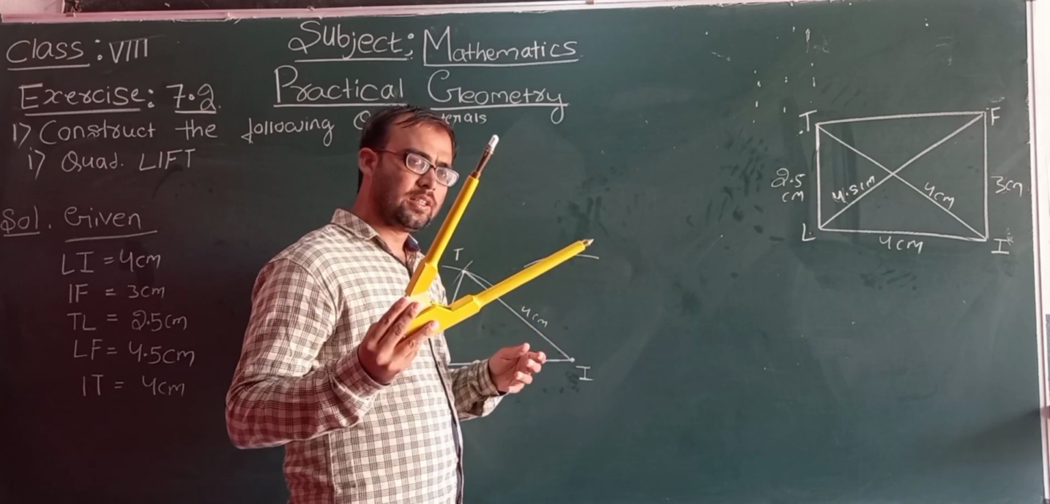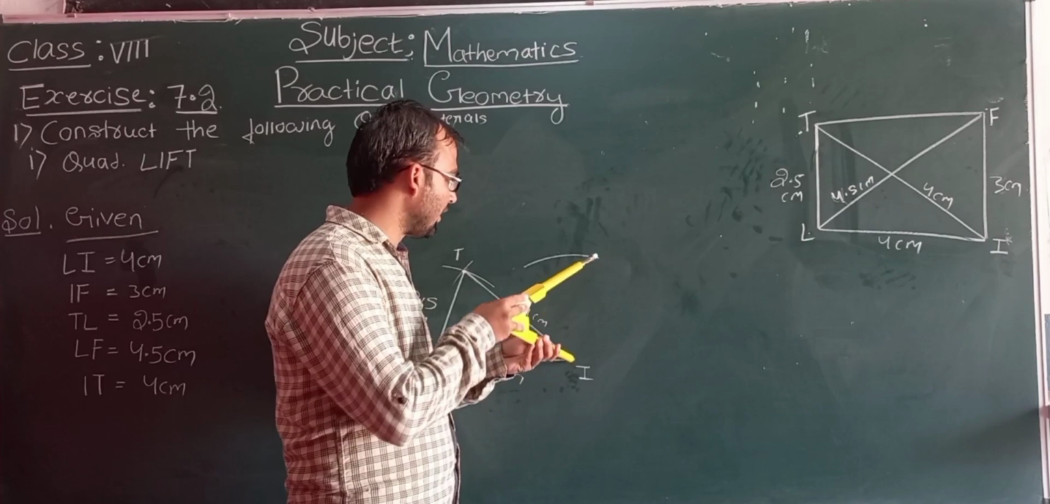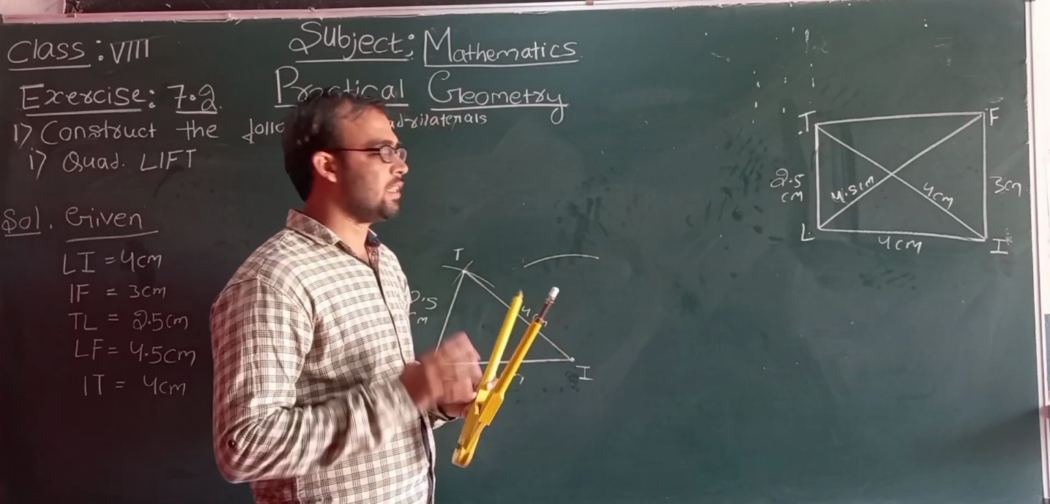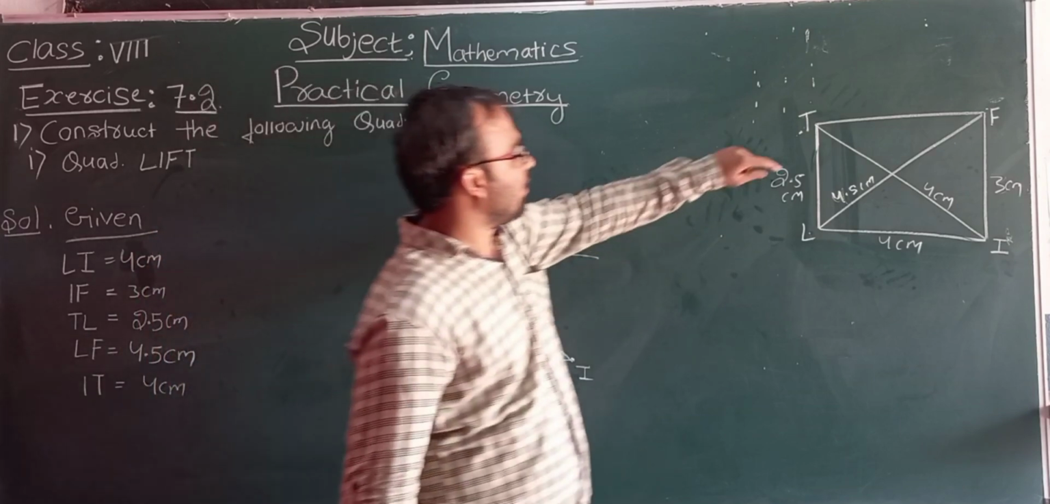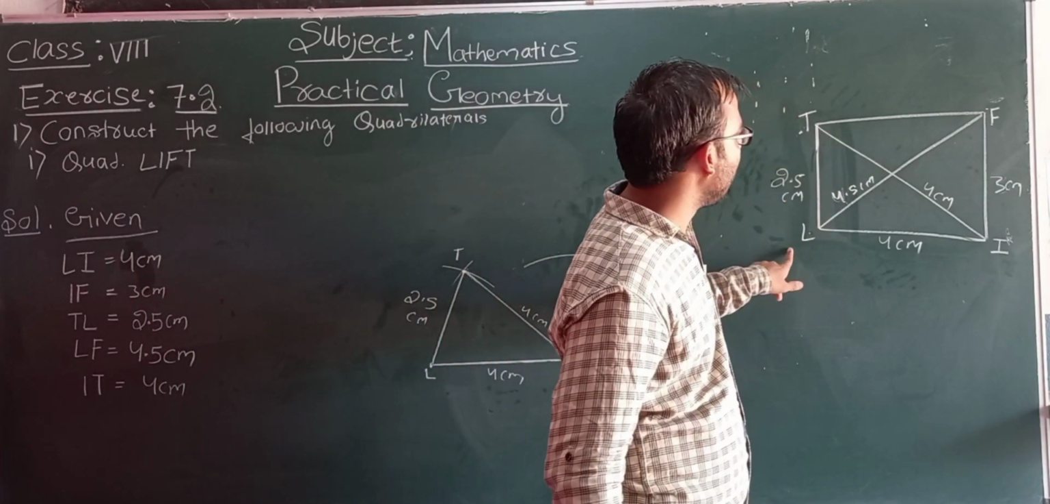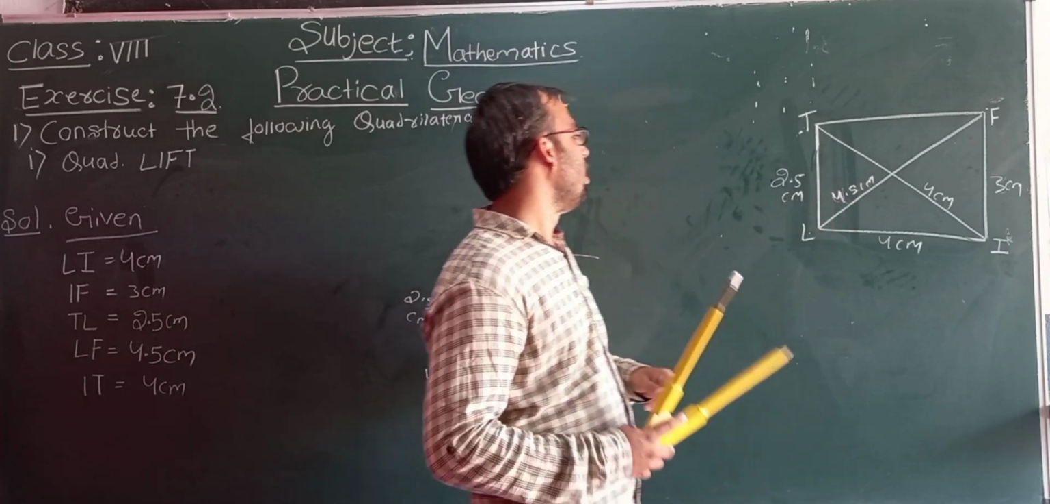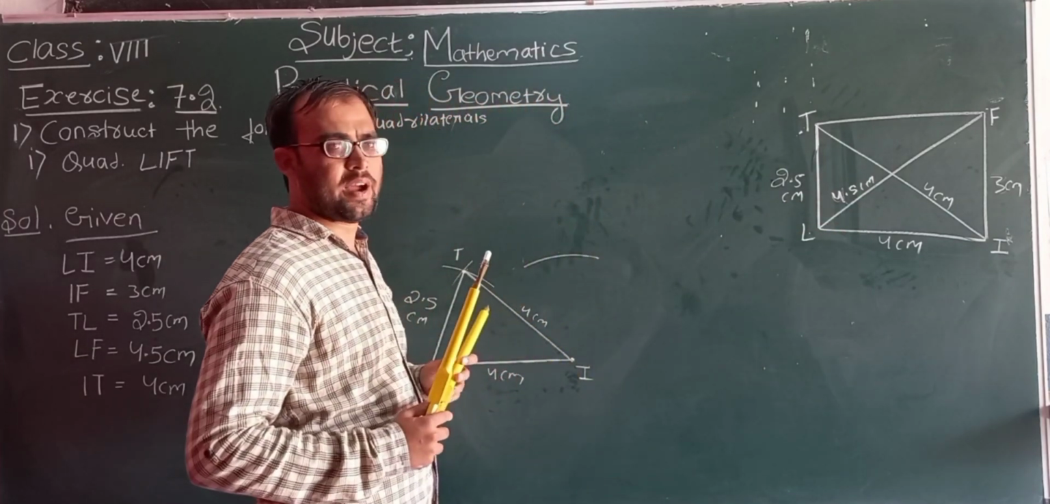Okay, set the compass to 3 cm with I as center, mark the arc of 3 cm. Next, what you need to do? Look at here. This diagonal, that is diagonal LF, they have given. How much is it? It is 4.5 centimeter.